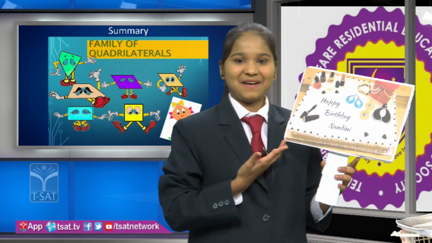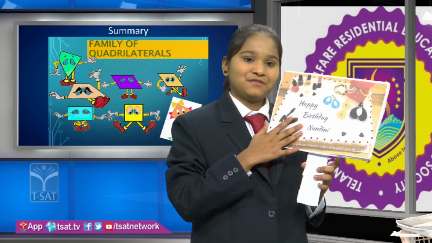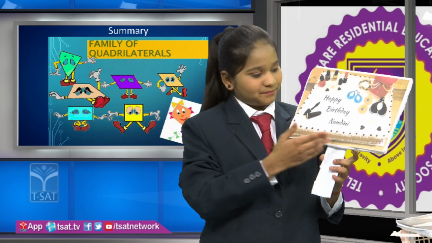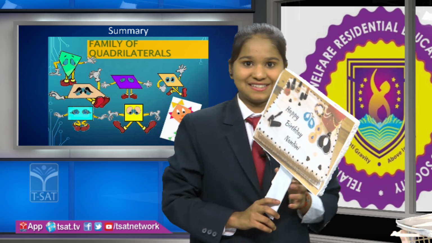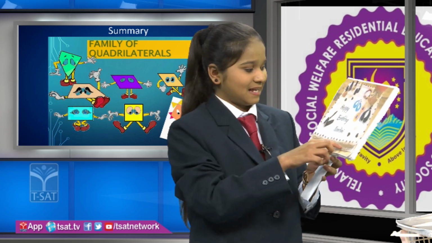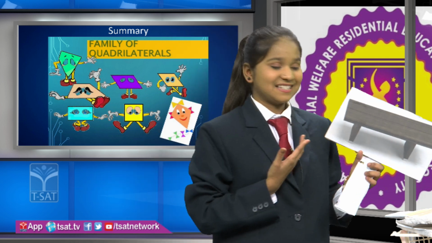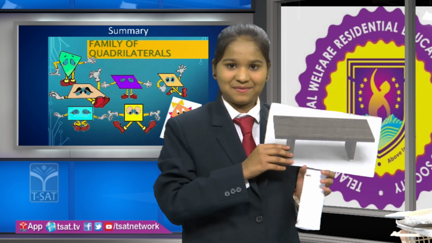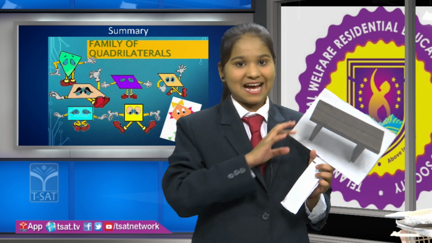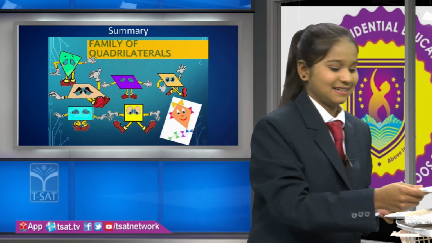And this is my birthday cake. My birthday cake is also having 4 sides. This is an example for the quadrilateral. This is a square shape. And this is a table on which I kept my birthday cake. This table also has 4 sides. So it is like a rectangle.